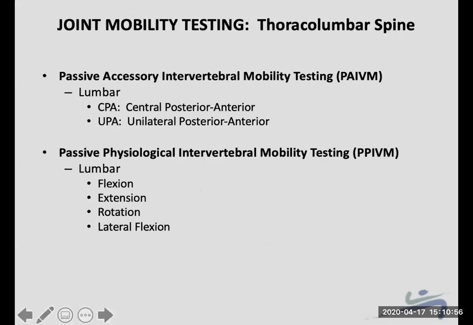And PAIVMs, passive accessory intervertebral motion, those are going to be tests like CPA, so central posterior to anterior, or UPAs, unilateral posterior to anterior. Those are accessory motions. Those are motions that we can't reproduce naturally on our own, versus our passive physiologic intervertebral mobility testing. So those would be motions which would be natural. So say our flexion, extension, rotation, which we'll have coming up here shortly.